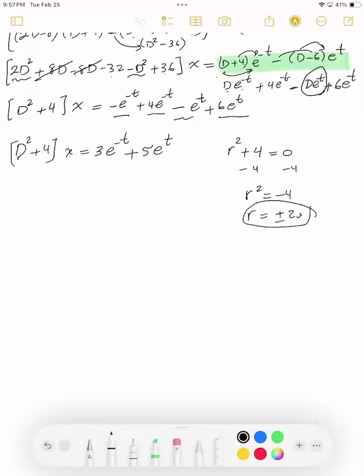So that tells us that our homogeneous solution x is equal to a cosine of 2t plus b sine of 2t. We could also find a particular solution by guessing that it is, let's call different letters, C1 e to the power negative t plus C2 e to the power positive t.